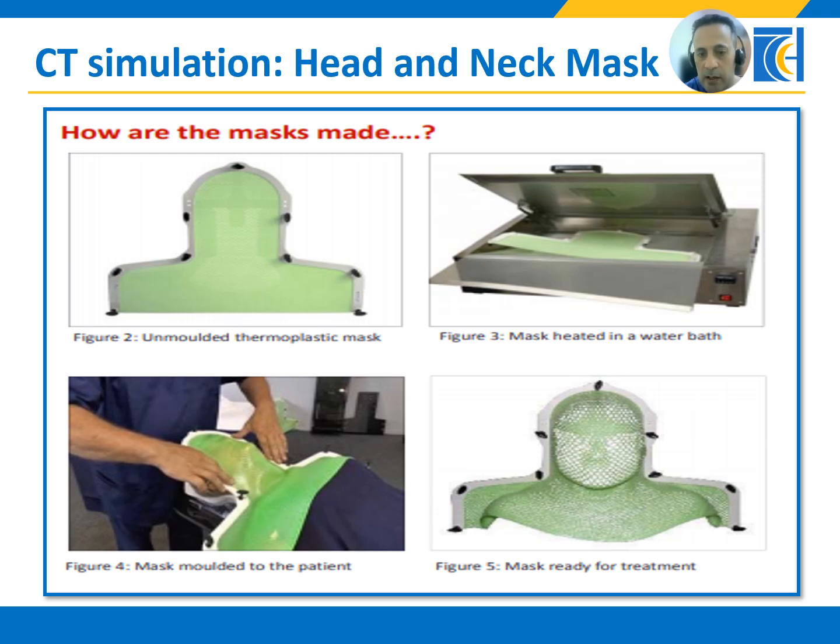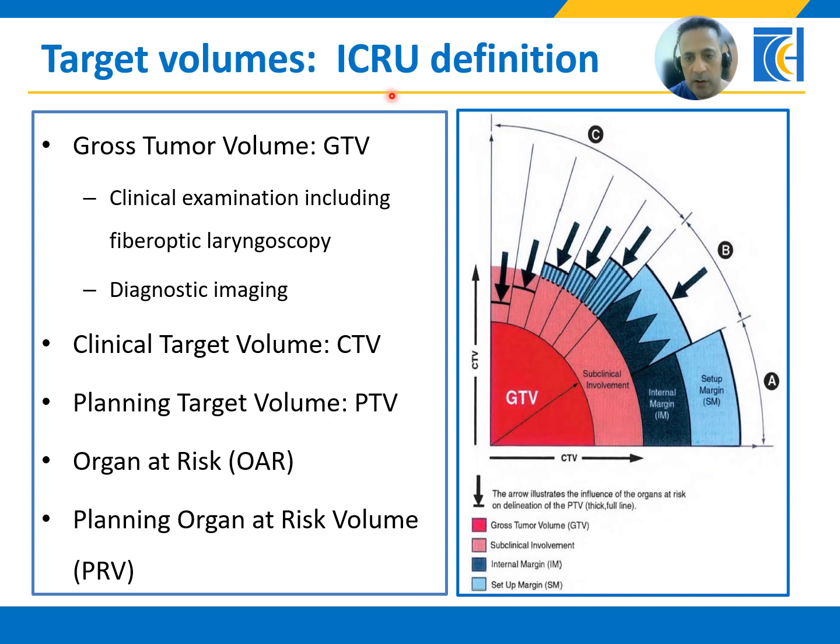Then we transfer the CT images to the planning software to start the planning process. So according to ICRU, you need to define your GTV, CTV, and PTV. You need to contour your organs at risk, and you need to add some planning organ at risk volume.